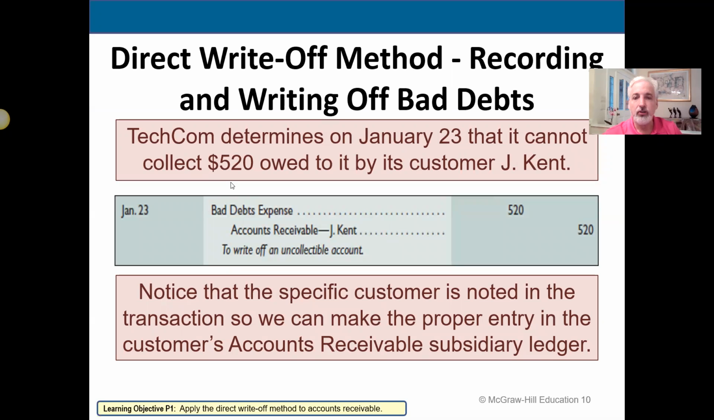As soon as you determine you're not going to get paid, 6 months from now, a year from now, somebody goes bankrupt, somebody disappears, you get return mail, at that time you expense the bad debt and you reduce the receivable. Jay Kent, nowhere to be found. He owed us, or she owed us $520, but we're going to write that off. And then the receivable is reduced and the expense is increased and our net income is reduced by writing this off.